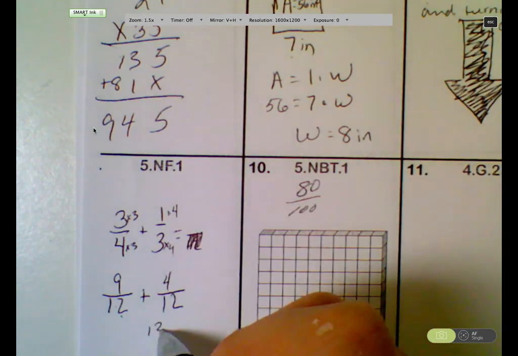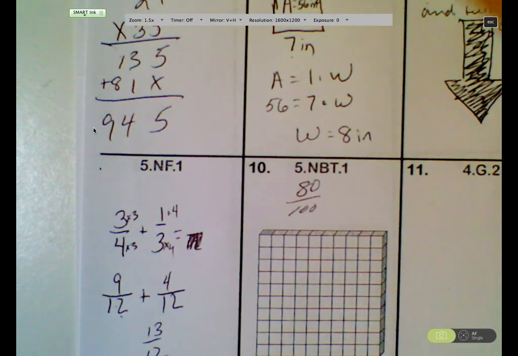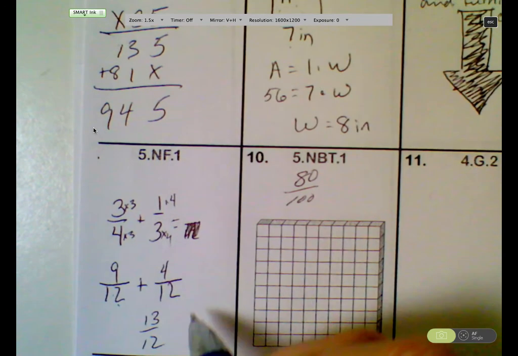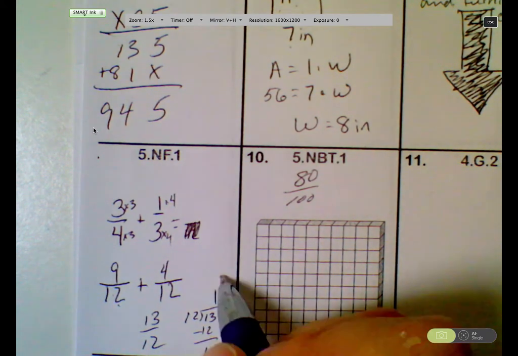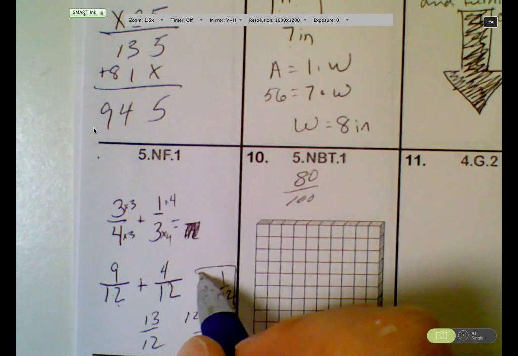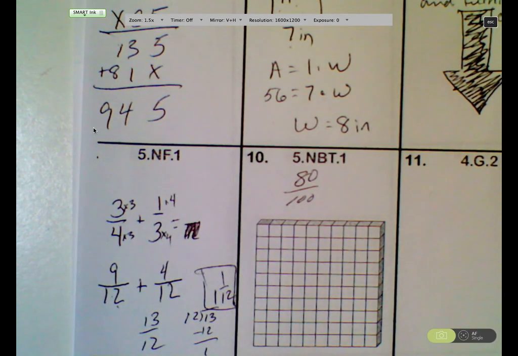Add those together, I get 13/12. That is an improper fraction. So I go ahead and do 12 into 13, that's 1. 1 left over, so I should get 1 and 1/12. That's in simplest form. Number 10, shade in 80 hundredths of the fraction model.